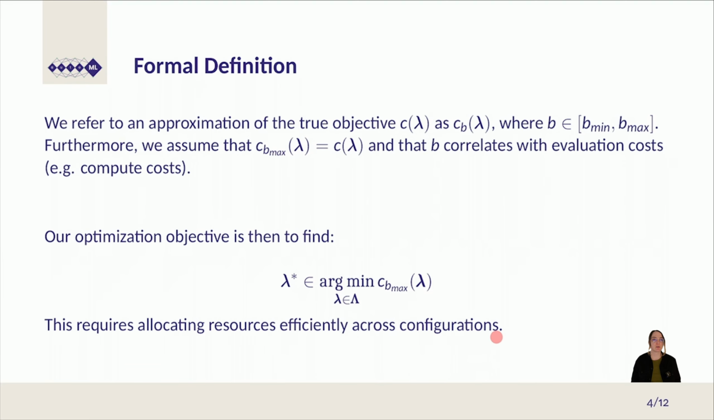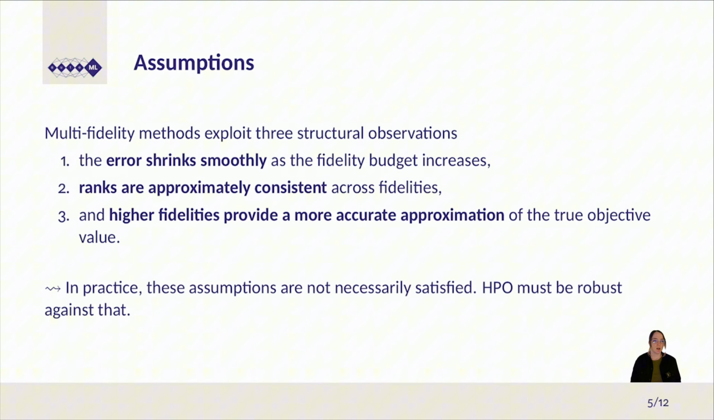And the scientific question is now, how can we do resource allocation efficiently across configurations? So which configurations do we evaluate on low budgets? Which do we evaluate on higher budgets? And the corresponding methods that implement this are called multi-fidelity methods. So we refer to the different budgets as fidelities, and the optimization methods are then called multi-fidelity optimization methods.